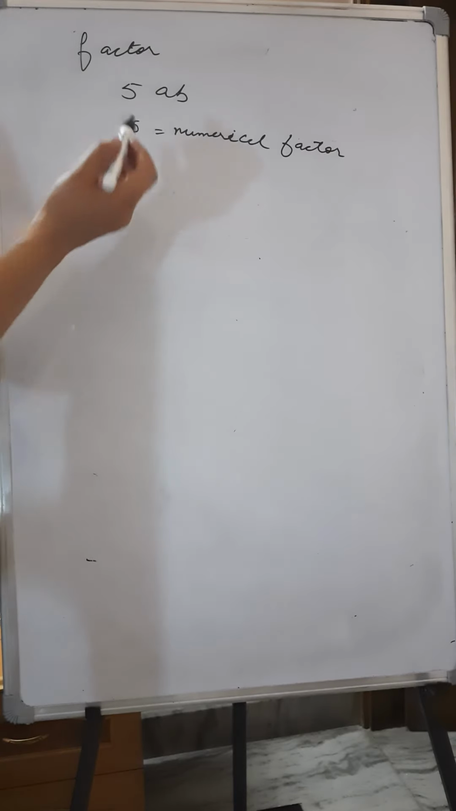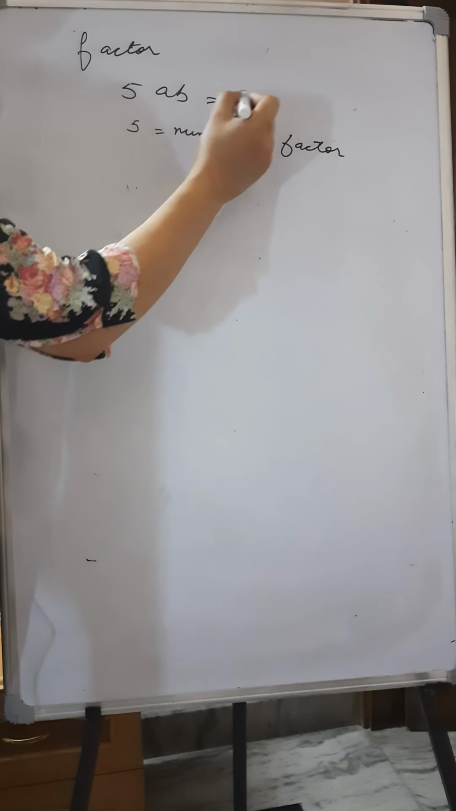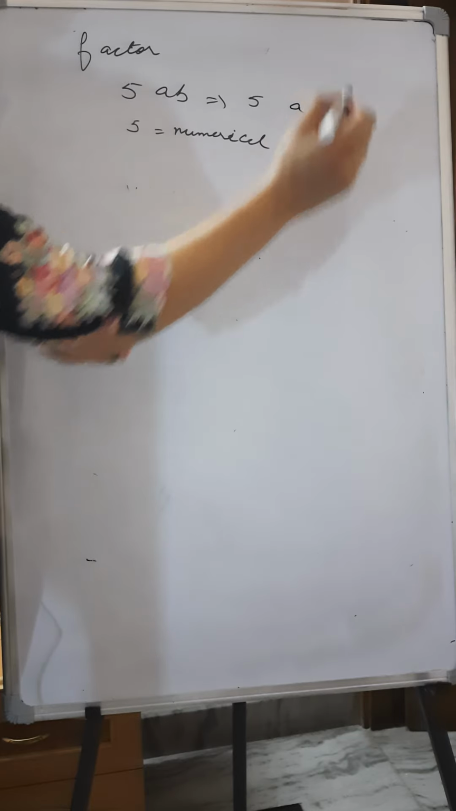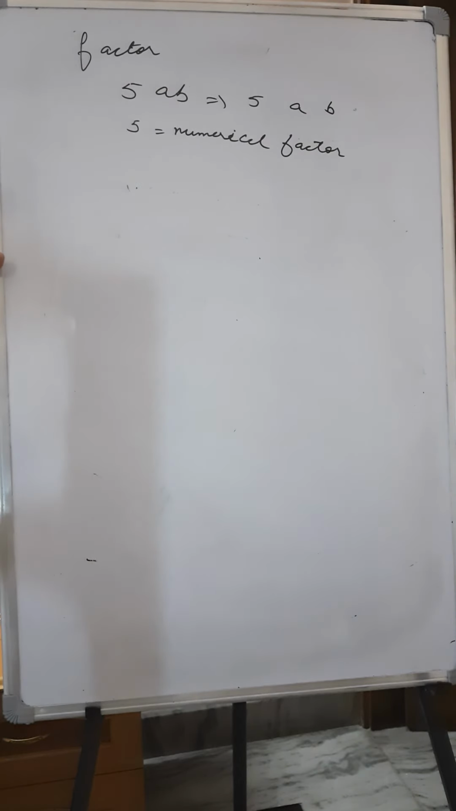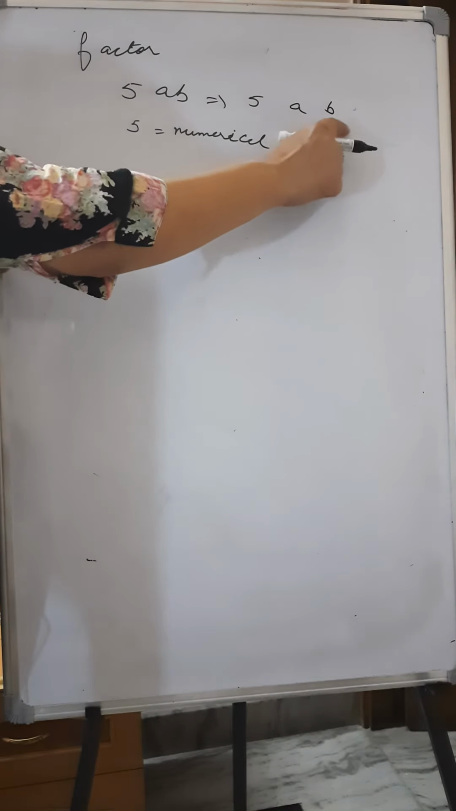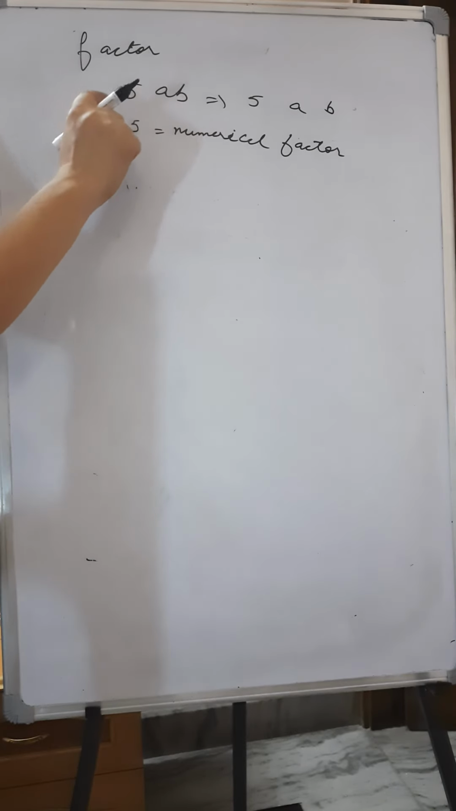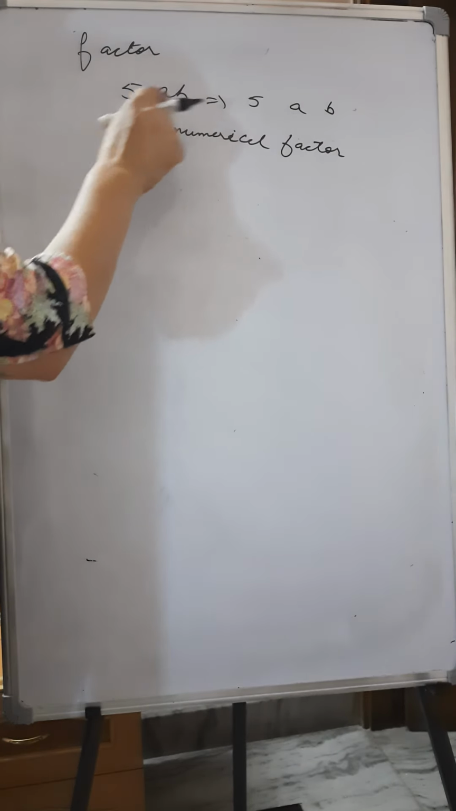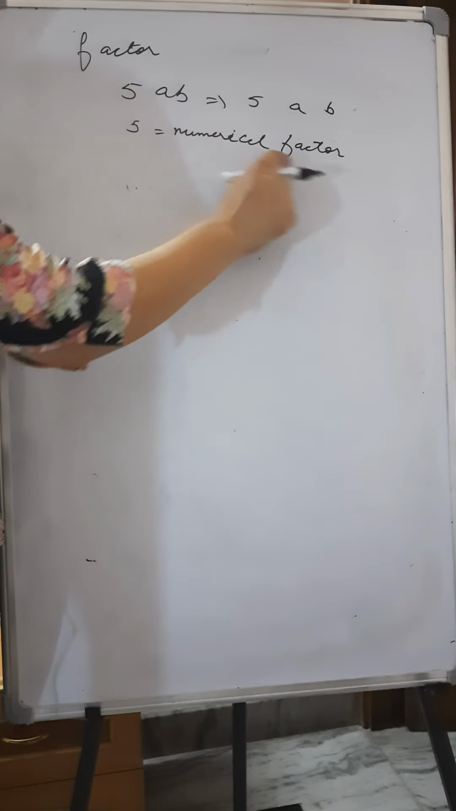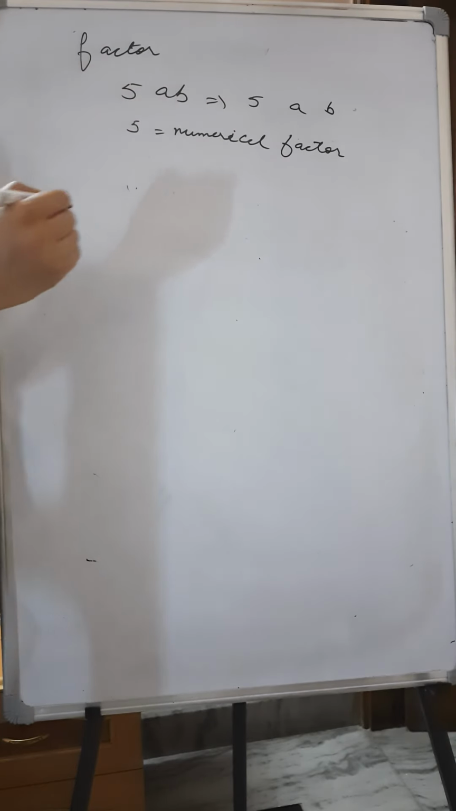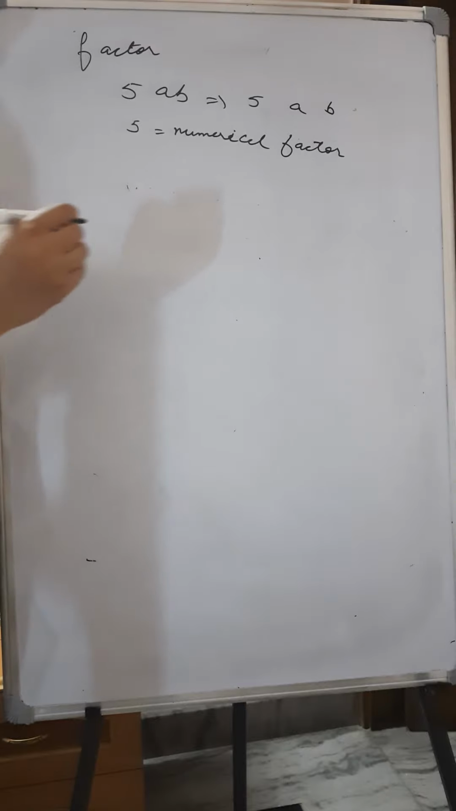Now we have two or more quantities. We have three quantities, 5, A and B. 5, A and B are multiplied together to get a product. All three things are multiplied to get this product. In this one term, 5 is the numerical factor, and A and B are the variable factors.